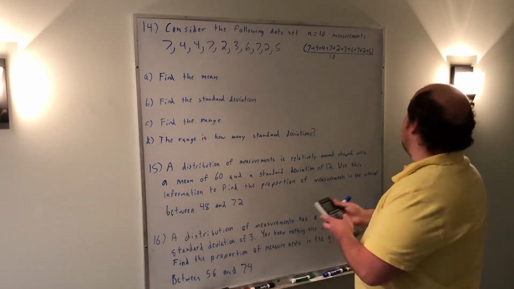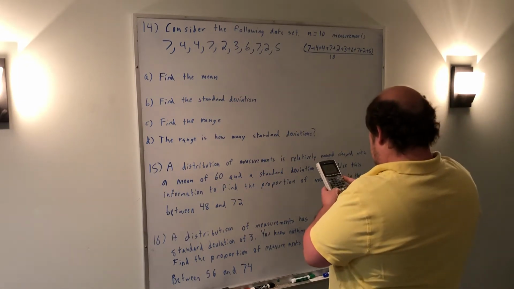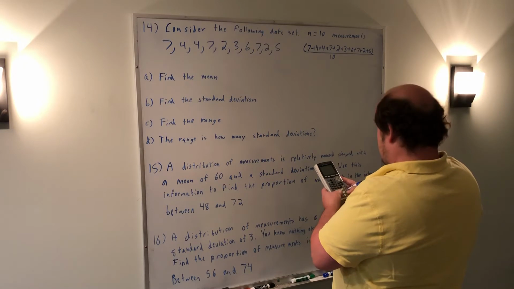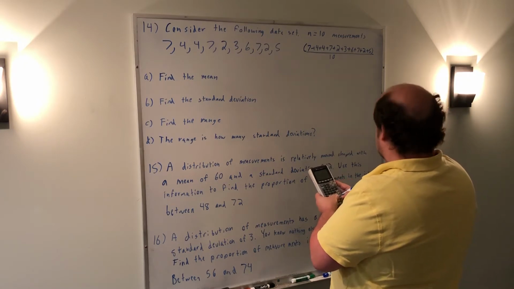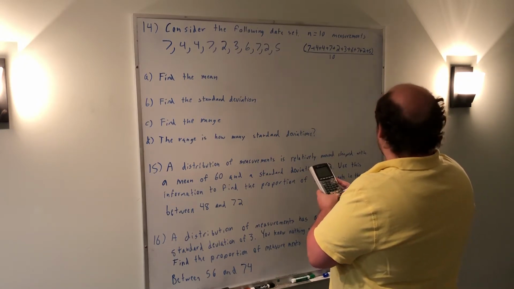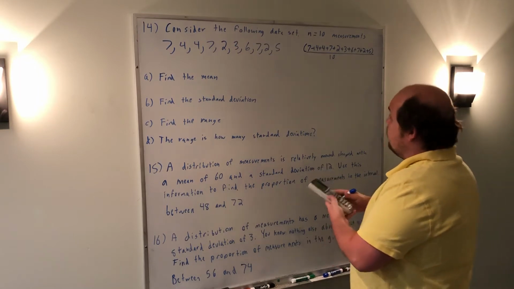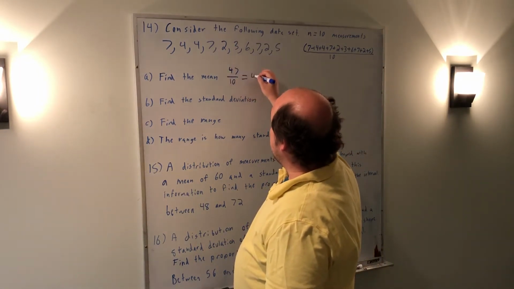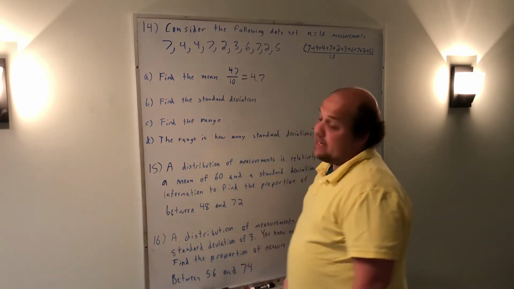When I put it into my calculator, 7 plus 4 plus 4 plus 7 plus 2 plus 3 plus 6 plus 7 plus 2 plus 5 gives me a total of 47. That 47 is then divided by 10 to give me 4.7 as the mean.